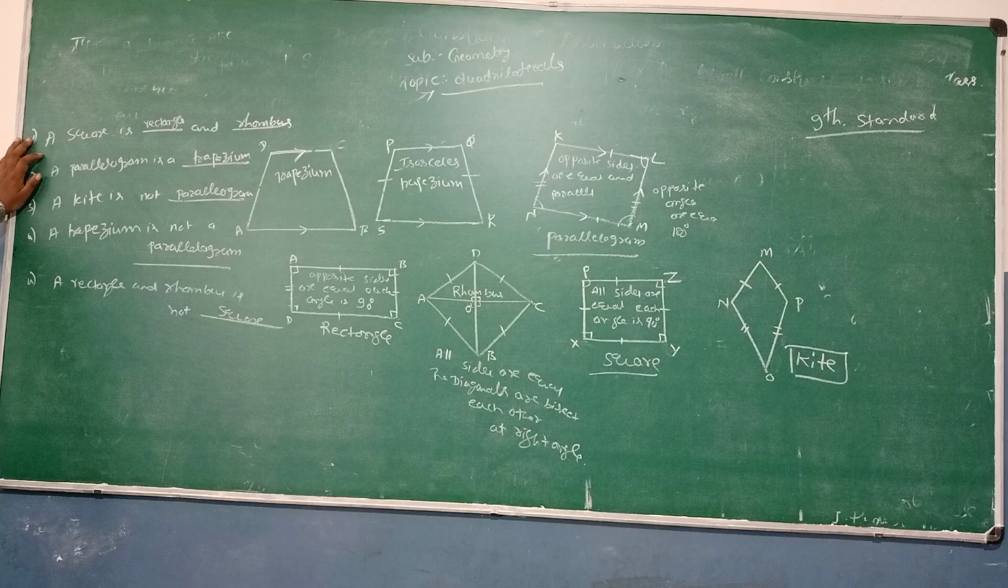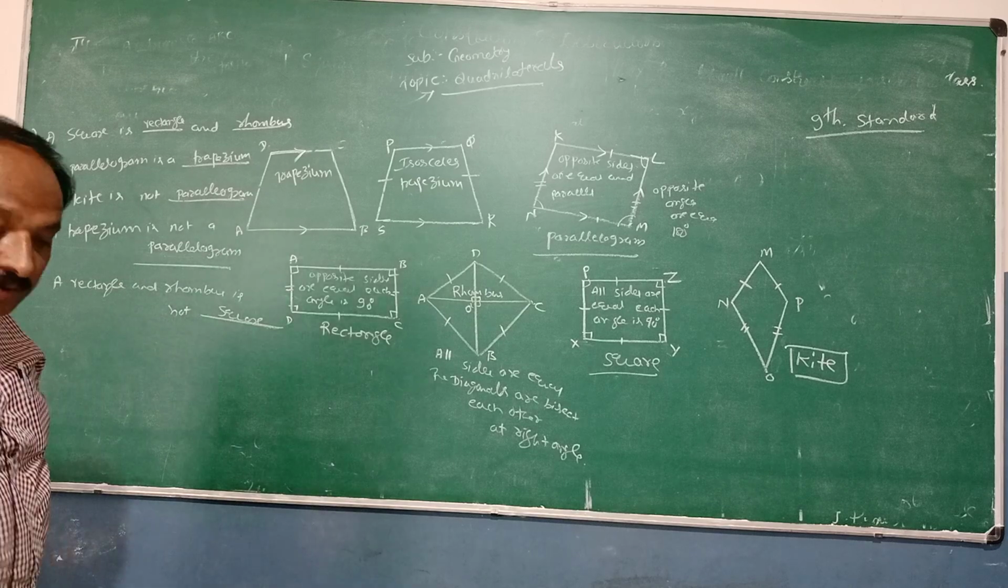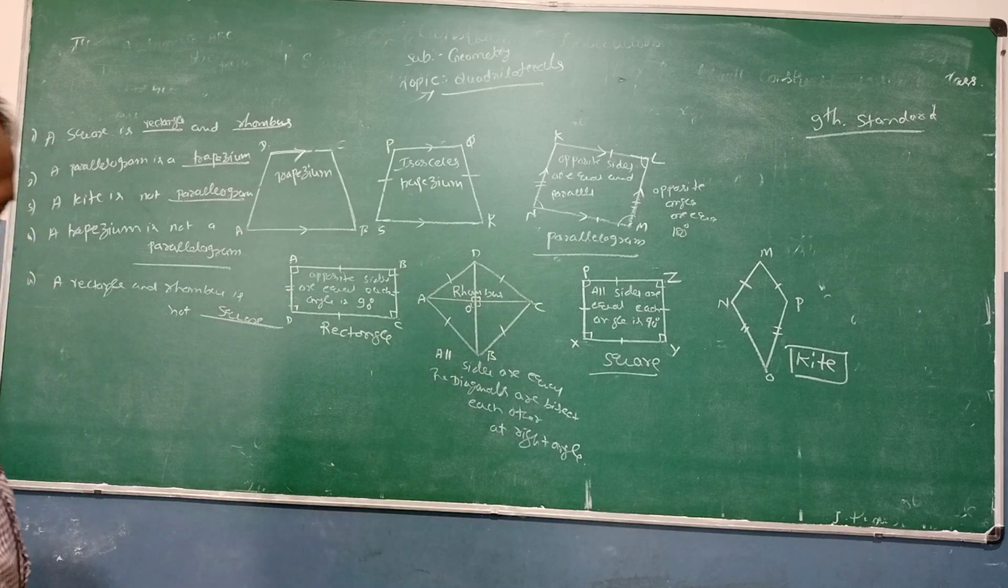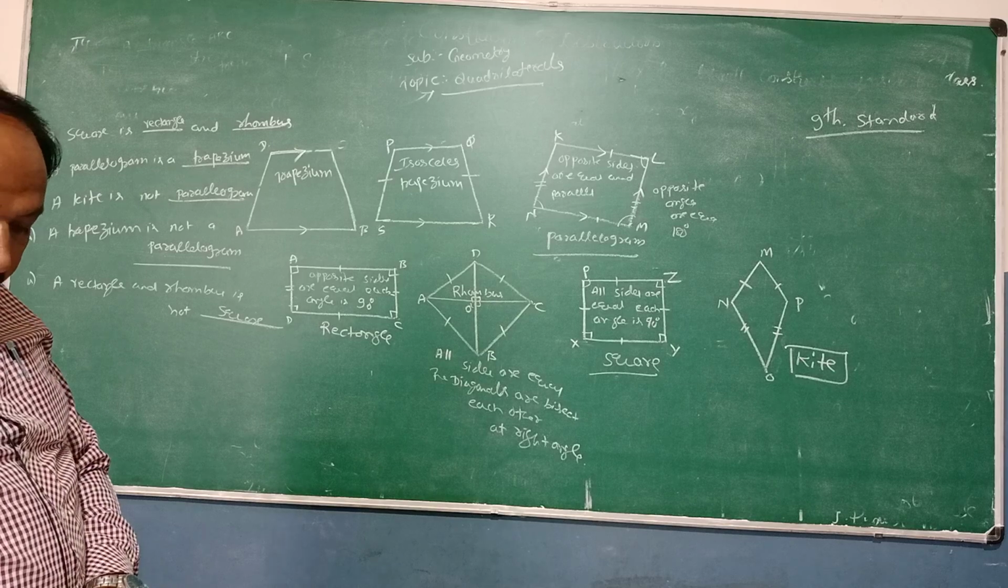What is a square? All sides are equal. A square is a rectangle because each angle is 90 degrees. Opposite angles are equal. Opposite sides are equal. So a square is a rectangle as well as a rhombus. A parallelogram is a trapezium. A kite is not a parallelogram. A trapezium is not a parallelogram, and a rectangle or a rhombus is not a square.